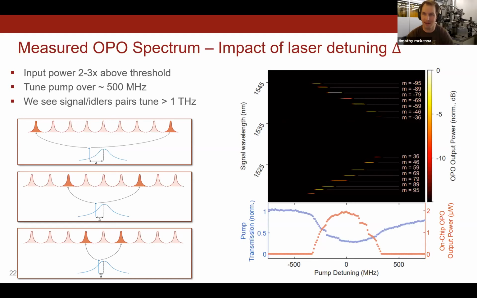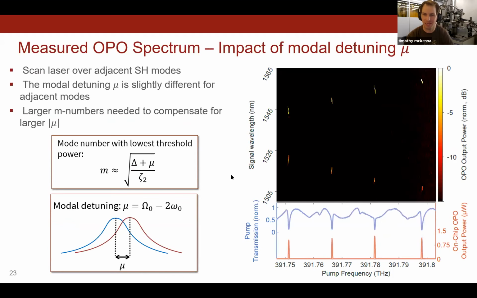We also looked at the impact of mu. This is now a little bit different. Instead of just sweeping the laser detuning, we're now looking at adjacent modes. Remember, this mu is the modal detuning, and I mentioned that we use temperature tuning to do this. Well, there's a little bit of dispersion in the cavity, and these are pretty high Q modes. So you might optimize the temperature for one mode, but that doesn't mean the adjacent mode is optimized. So the mu might be somewhat non-zero, or you might want it to be non-zero.